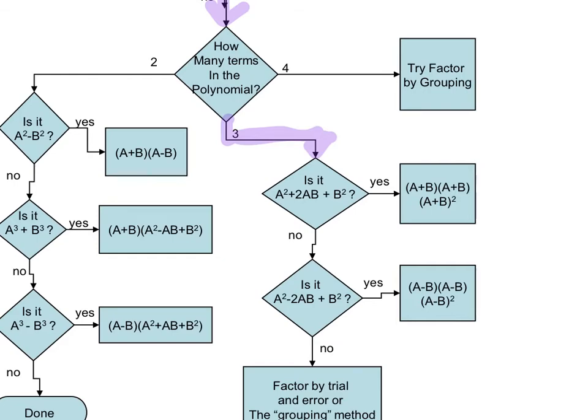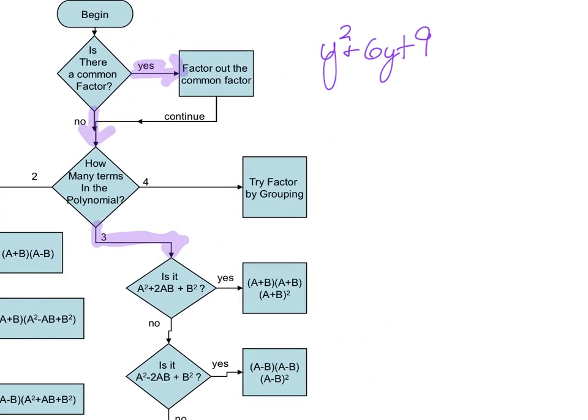Is it a squared plus 2ab plus b squared? Well, let's see. A would be y, b would be 3, 2 times 3 times y. Yes, as a matter of fact, it is that pattern. So that means, yes, we go this direction. And then we have our factor pattern we use. So my answer is going to be y plus 3 quantity squared. That's my answer.